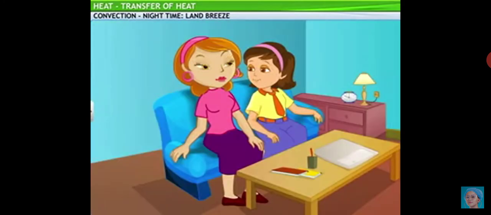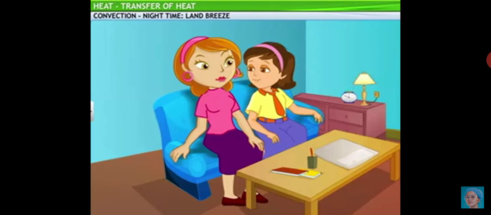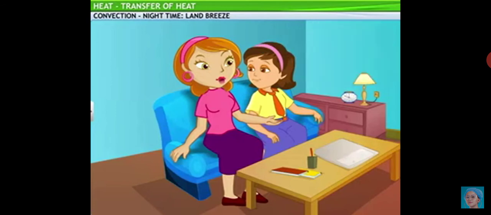I'm in the holiday mood again. Can we pop some more popcorn? You said we could pop it through convection of heat as well, right? Yes. If we had a popcorn popper, we could try the convection method as well.